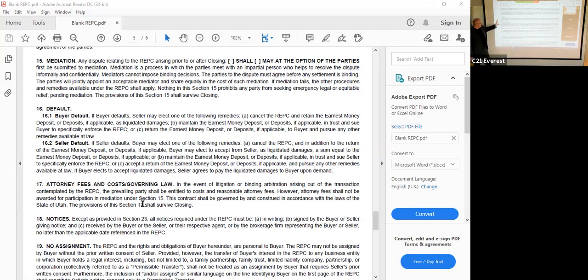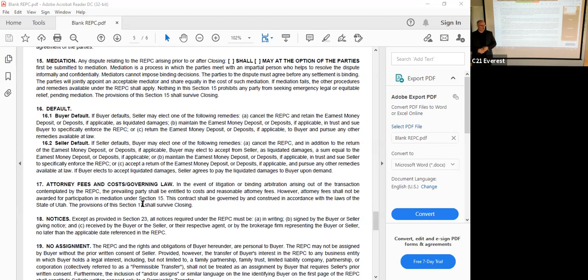And then the same remedies apply to the buyer if the seller's in default. If the buyer is able to get their earnest money back, then the seller would owe the equivalent of the earnest money. I often hear that the remedy in that case is the buyer gets twice the earnest money. Well, no, it's not twice the earnest money. They're getting their earnest money back, and the seller owes the equivalent of the earnest money.